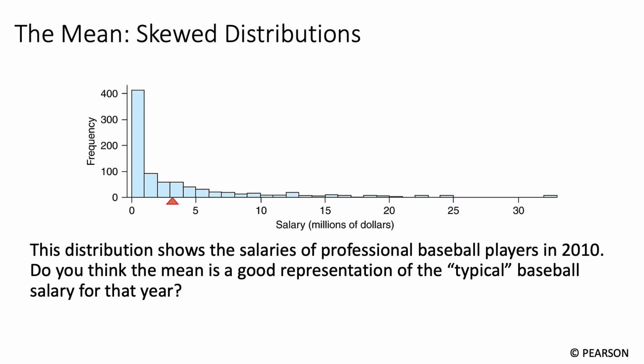Here's a histogram of salaries in millions of dollars for professional baseball players in 2010. Does the mean look like a good representation of the typical baseball salary for that year? Well, in this case, this data is skewed to the right. The spread is further to the right, and so the typical value is more over here than over here. The mean is pulled in the direction of the skew. It's affected by these large values that are spread out over here. So in this case, the mean is not a great representation of the typical baseball salary in 2010.